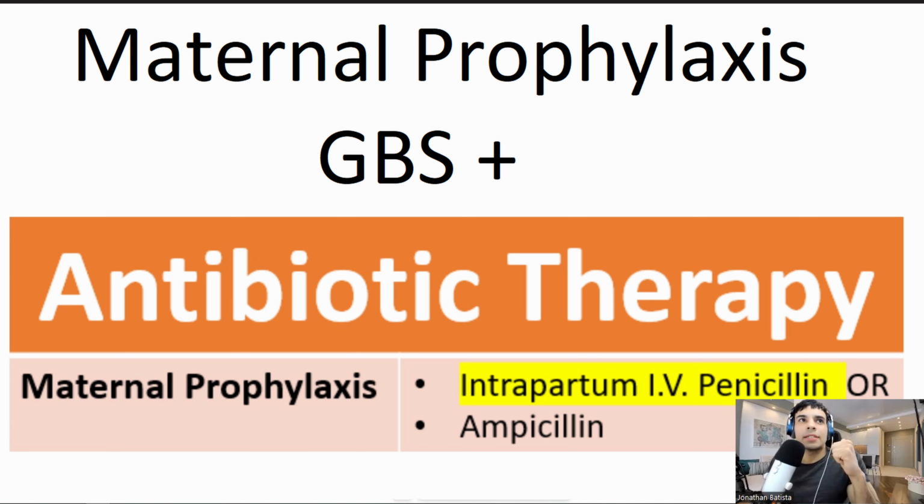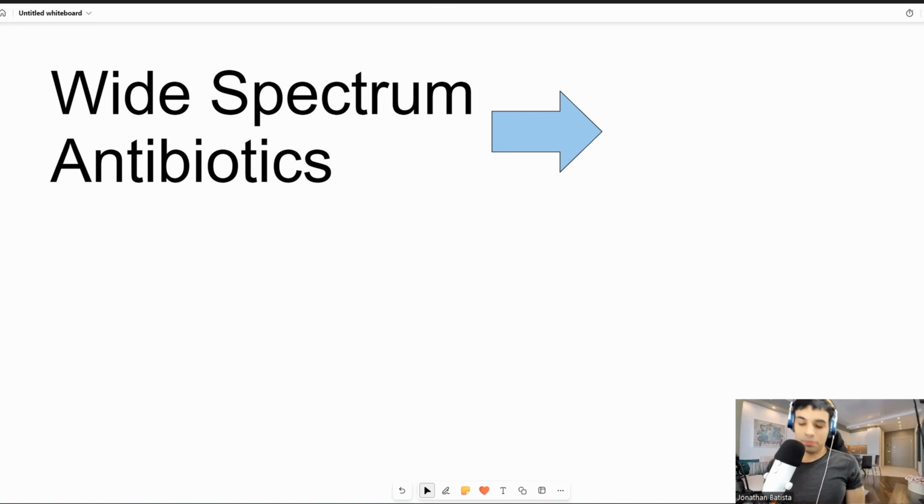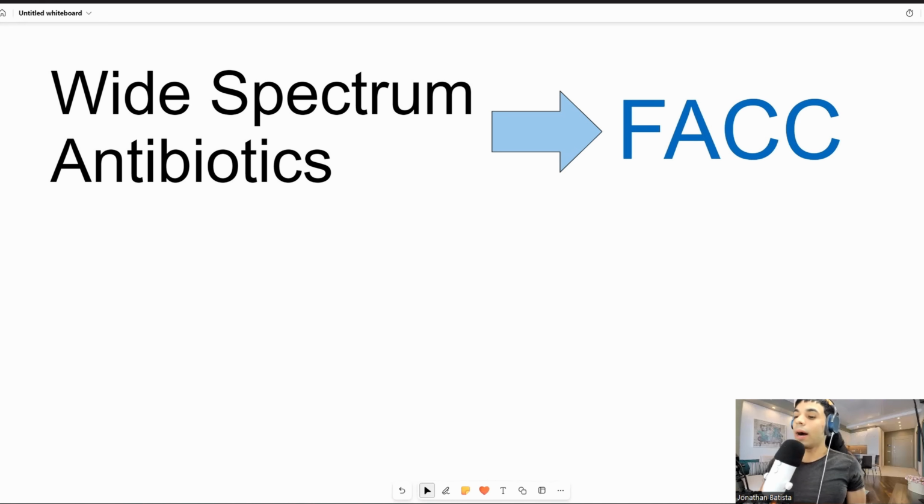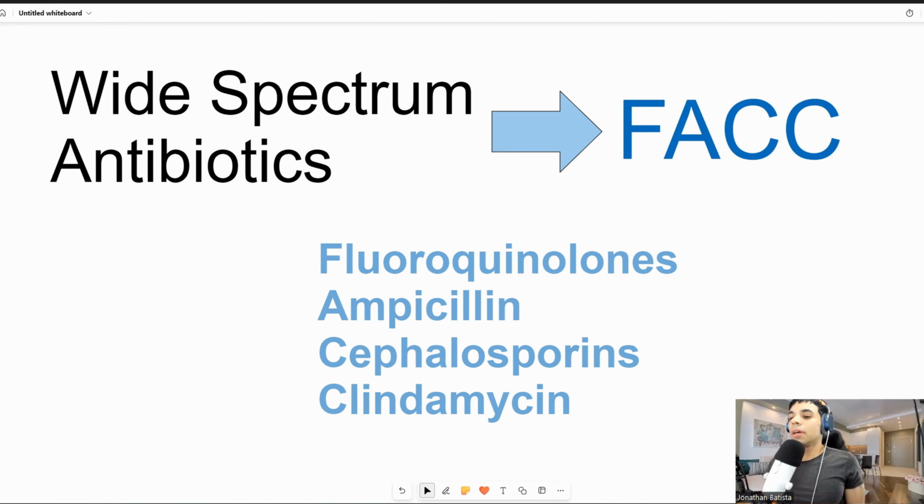If the patient cannot take penicillin, there are alternatives. We can give, for example, ampicillin. So something to know about ampicillin: it is known as a wide spectrum antibiotic. Yeah, my spelling is not too good.